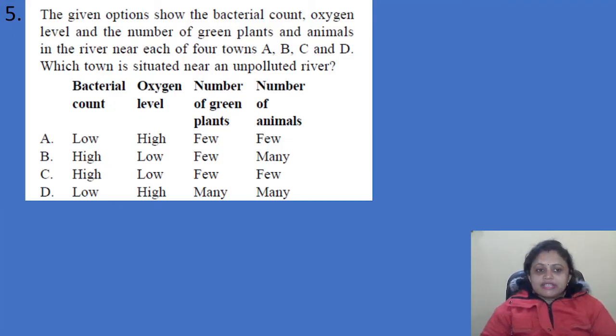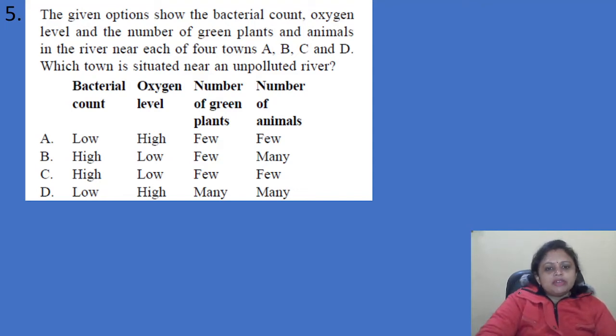Coming to the next question, the given options show the bacterial count, oxygen level and number of green plants and animals in the river near each of 4 towns A, B, C and D. Which town is situated near an unpolluted river? So here bacterial count, oxygen level, number of green plants, number of animals is given. Okay, we have to find the correct option.